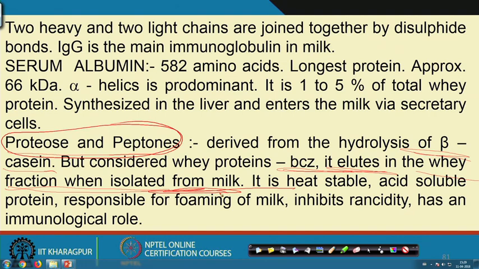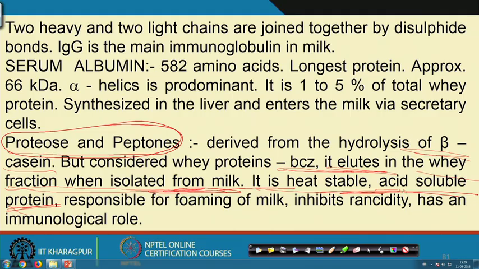So it is a heat stable and acid soluble protein, both are there. These proteose peptones are heat stable as well, and whenever they are put in acid, they are acid soluble proteins. Responsible for foaming of milk, that foam when it comes. I do not know how many of you have seen that during the milking time, there is a lot of foam which is generated, right?